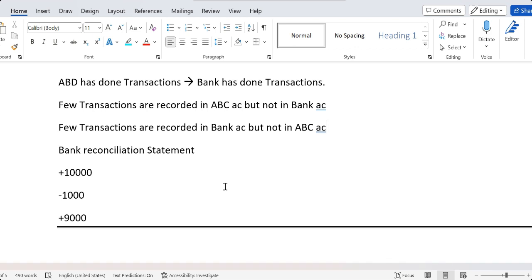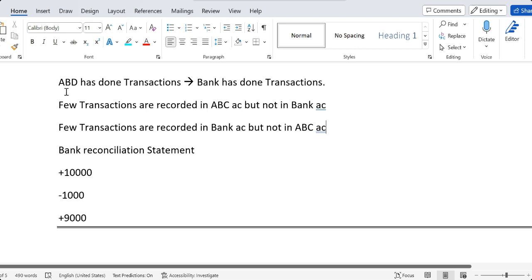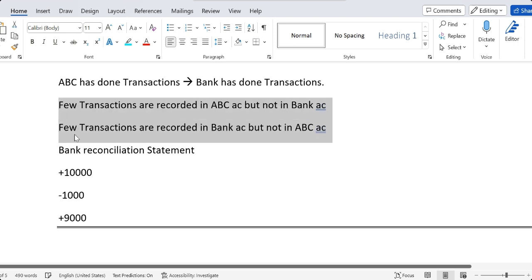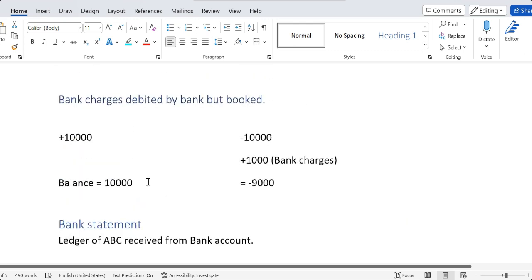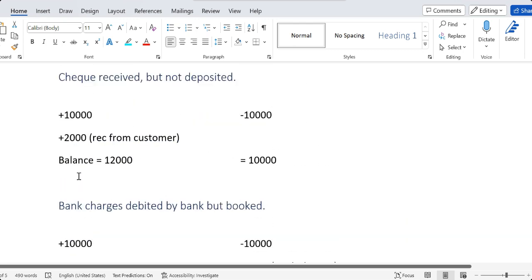We are just discussing simply what a bank statement is and what a bank reconciliation statement is. We have seen that ABC has done some transactions and the bank has recorded some transactions, but there are differences. If we see the balances in the books of ABC and in the books of the bank, there are some differences, right?